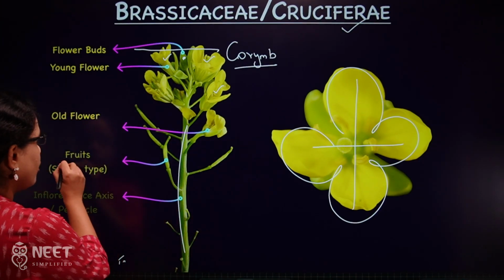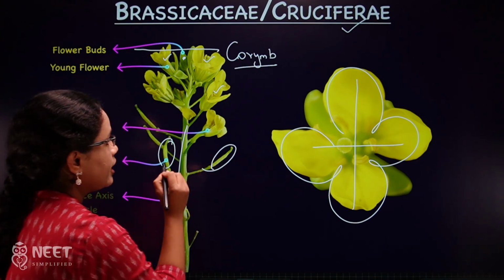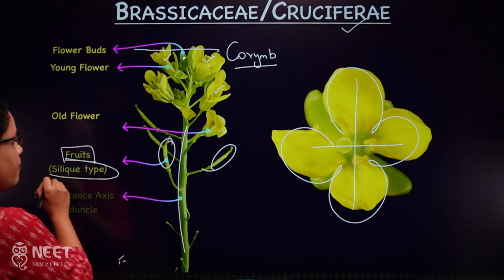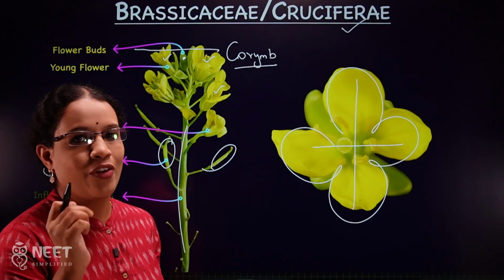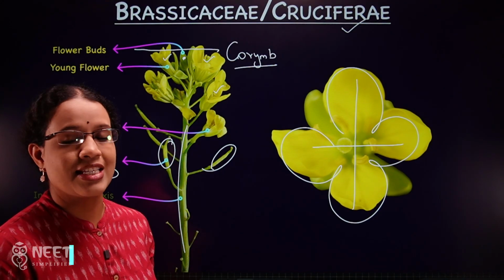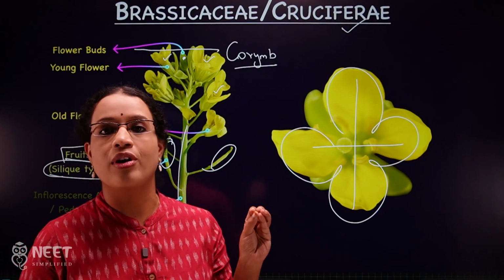Also, you are seeing the fruits over here on this axis as well, isn't it? So, these fruits have a special name. We call them Silique. And why do we call that so? We're going to discuss in our further slides. So, without any further delay, let us also understand about the floral parts.